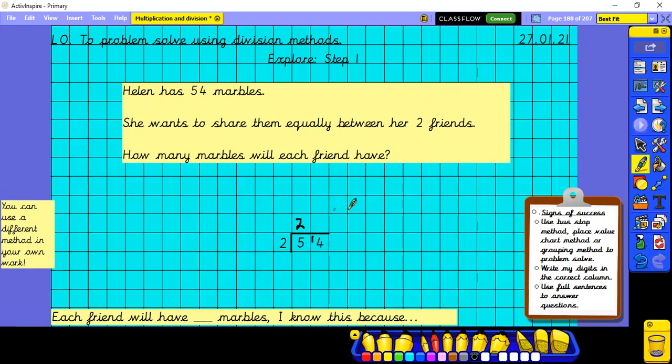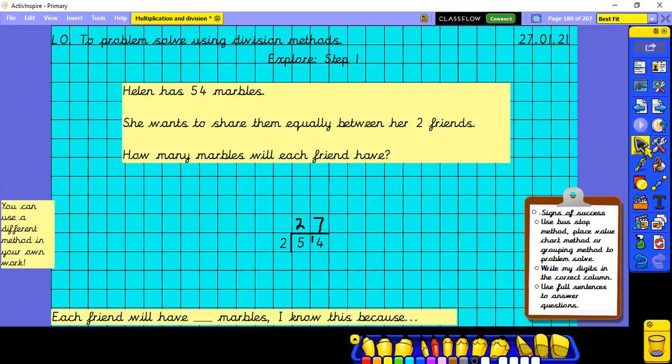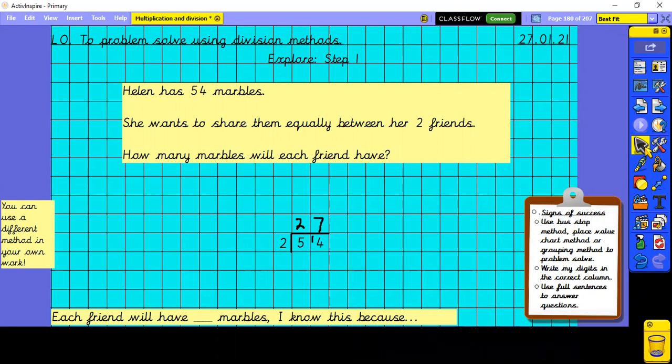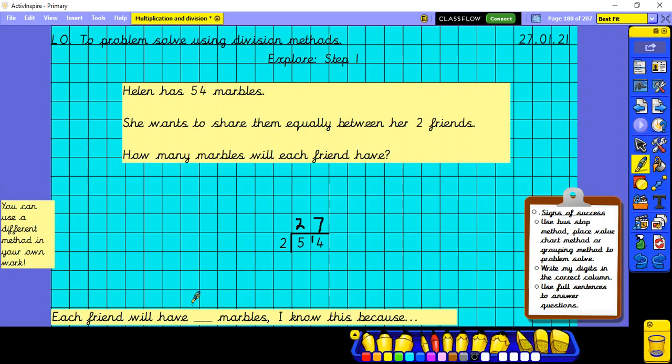Okay, and now I need to think, how many times does 2 go into 14? And 2 goes into 14 7 times, because I know 2 times 7 is 14. So I can do that straight away. So now we have our answer, which is 27, because we've done 54 divided by 2.